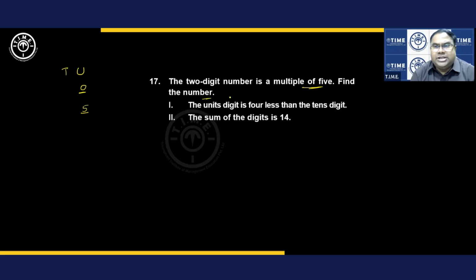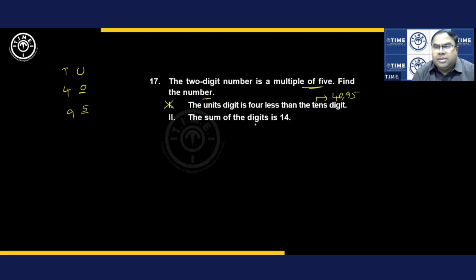I need to find the two-digit number. First statement, unit digit is 4 less than ten's digit. So, unit is 4 less means ten's is 4 more. So, I have two answers. It can be 40 or 95. I cannot answer.